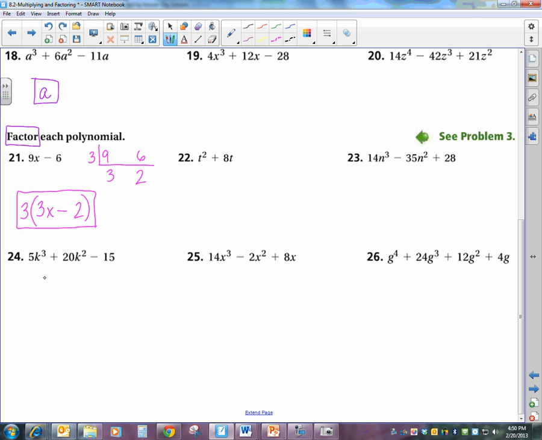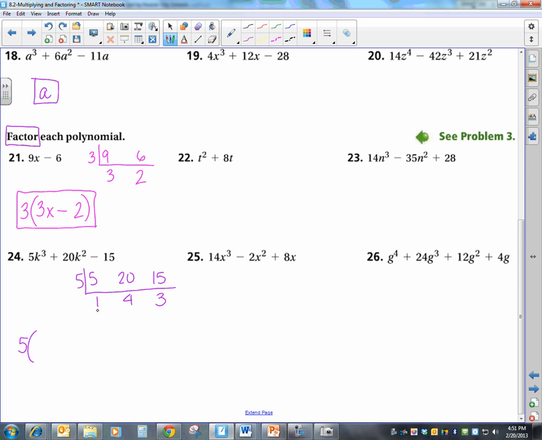All right, on to 24. Looking at my numbers, I have 5, 20, and 15. Hopefully you can see that 5 goes into each of those. 5 goes into 5 one time. 5 goes into 20 4 times. 5 goes into 15 3 times. I got a 1, so I know I'm done. So I write down my 5. Then I look to see if there's a variable in each. There's not, so I'm ready to put my parentheses.